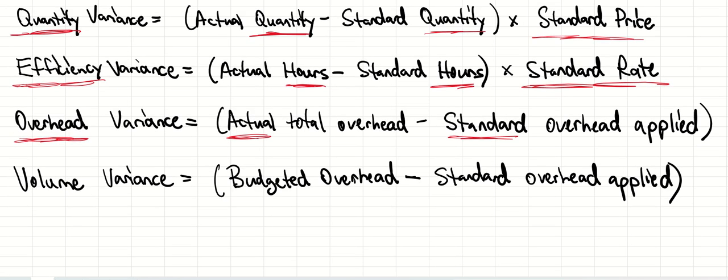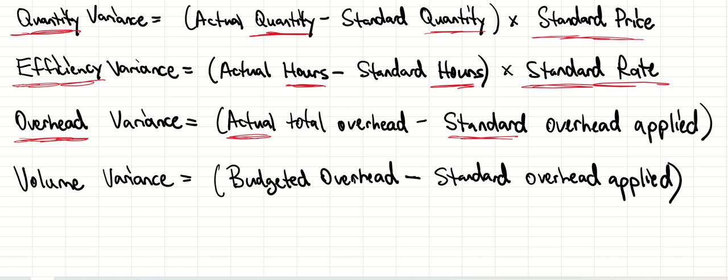And the last one here, we have volume variance. That is when the budget overhead is subtracted from standard overhead applied. So if what was budgeted is greater than the standard overhead applied, then that's going to be either a favorable or an unfavorable variance. That's going to depend on the company. Okay, so what was budgeted versus what was applied.